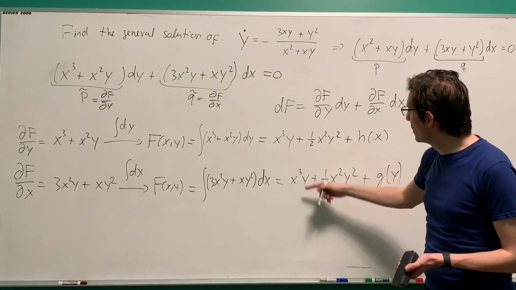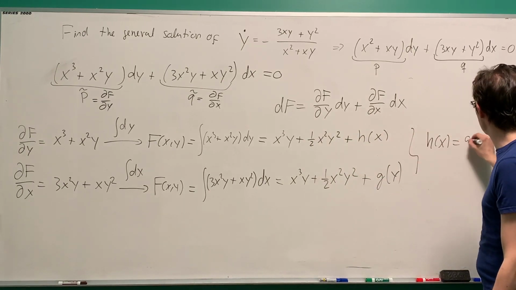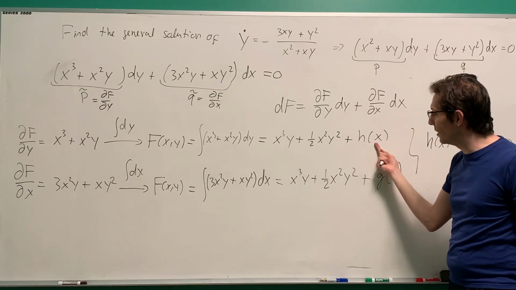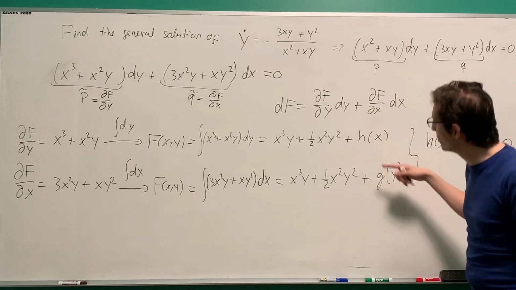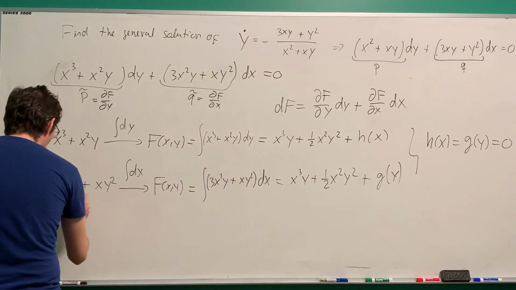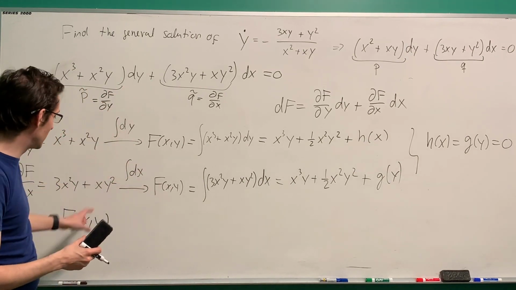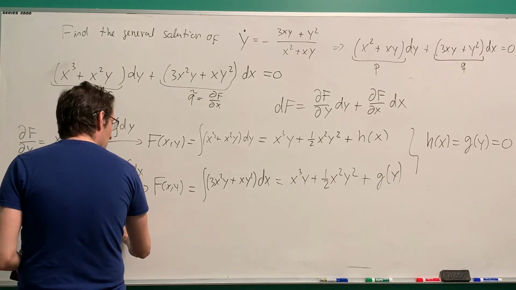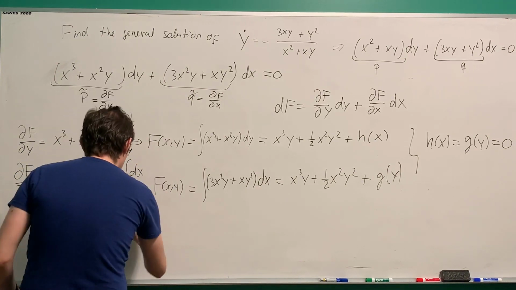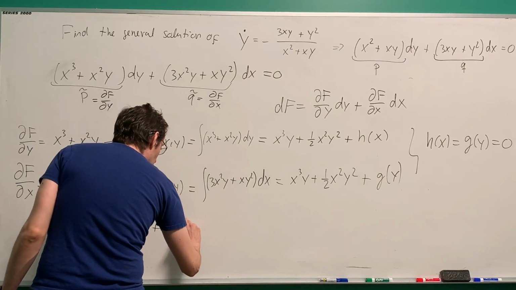But we see by comparison that we have both in both cases. There are no extra terms, so we know from this comparison that h of x equals g of y equals 0. Any function of only x should have appeared here. Any function of only y should have appeared here, and they're not, they're 0. So we found the solution. The f such that the differential of that f is the equation is x cubed y plus 1/2 x squared y squared.